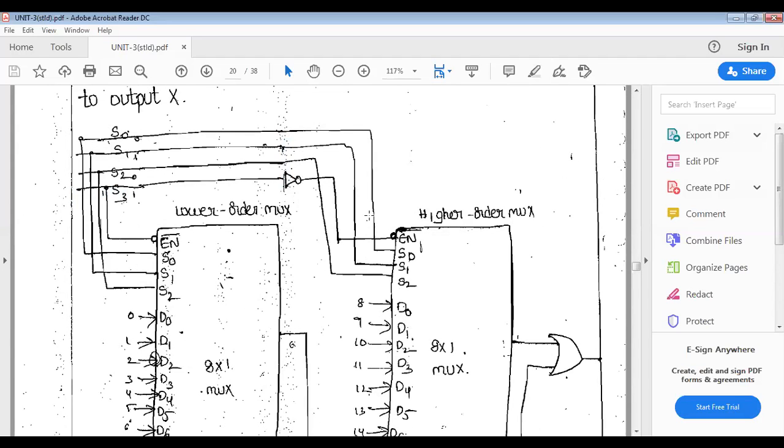See, the inverter is there. That inverter output is connected to one of the enable inputs, which is inbuilt. There is an enable input that we can use whenever a higher order multiplexer is designed by using lower order multiplexers. Means the 16.